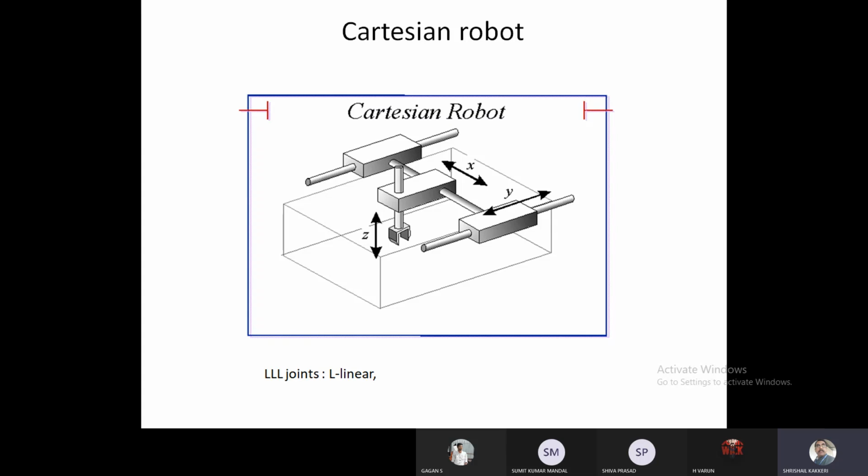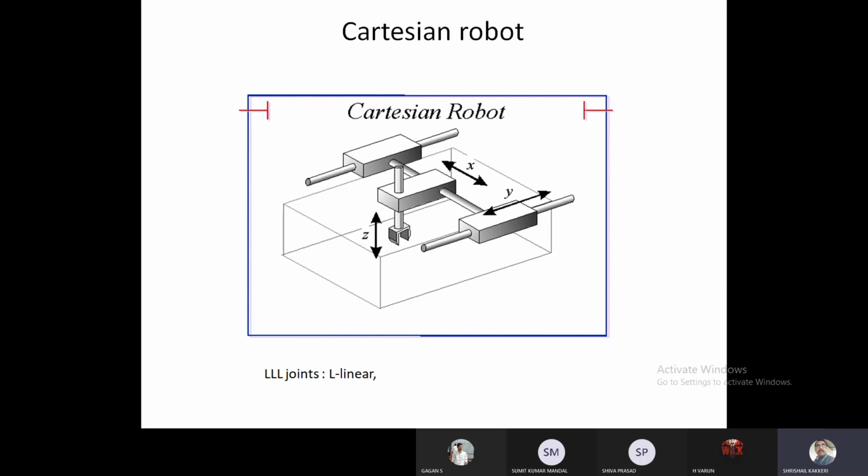And most probably from the application point of view, it will be used for pick and place, machine loading and unloading, and simple pick and place operations you can do. Simple pick and place, machine loading and unloading, and helping on the conveyor, where very straight motions are required. In between path is not important. These are the applications of the robot. And what are the disadvantages?